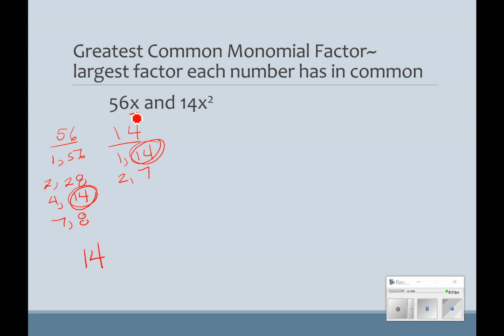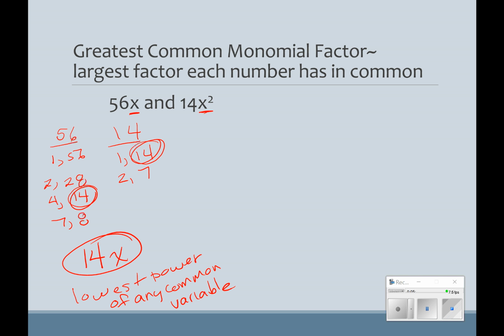Now notice that each of them has an x. So that's going to be part of their common factors. But the 56 only has one x, so we're looking at the lowest power. So we want the lowest power of any common variable. Okay, and in this case, it just happens to be x. And so my GCF, or greatest common monomial factor, is 14x.